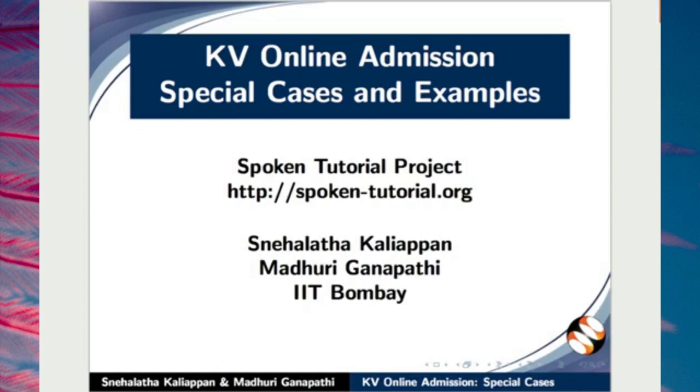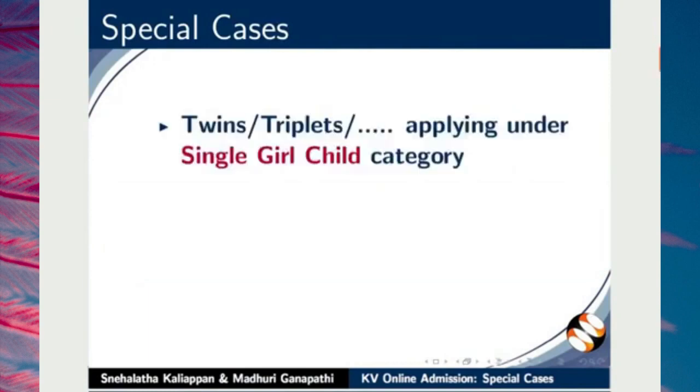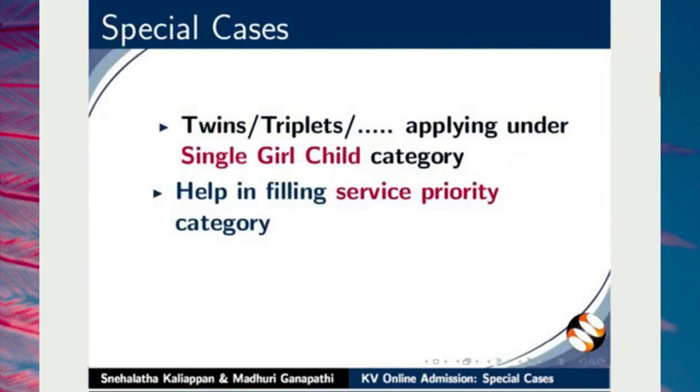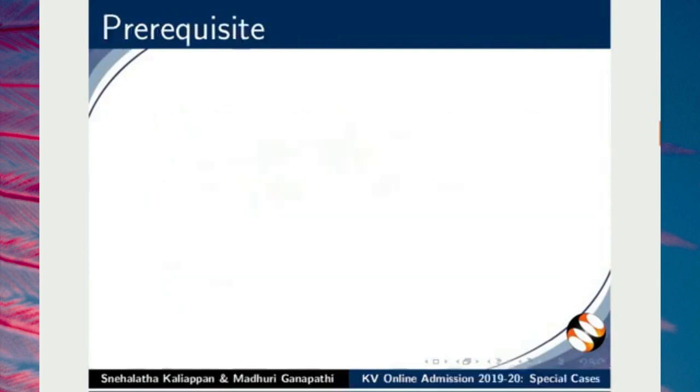Welcome to this spoken tutorial on KV Online Admission, Special Cases and Examples. In this tutorial, we will demonstrate filling of application form for the following special cases: twins, triplets, quadruplets, or similar siblings applying under single girl child category. Help in filling service priority category. Cancelling the already submitted application form.